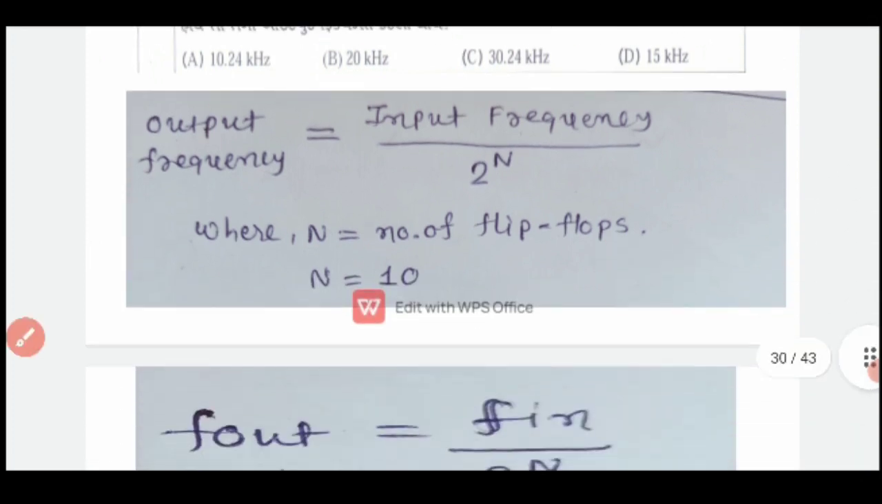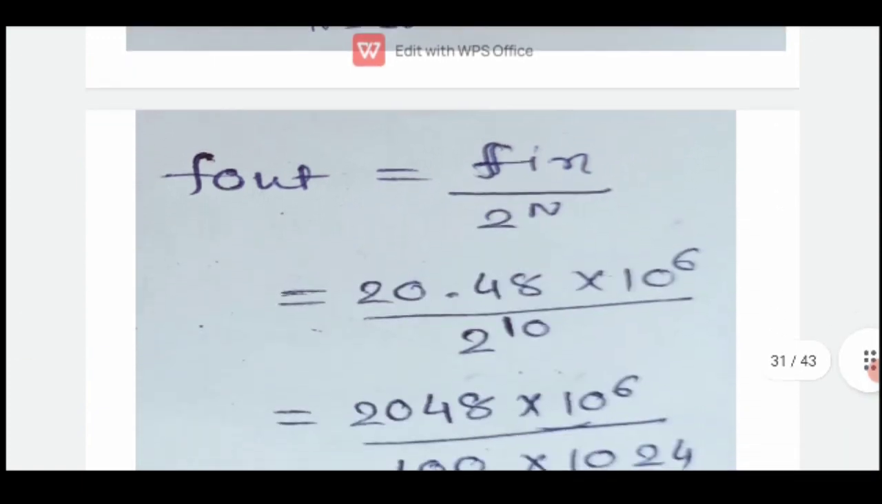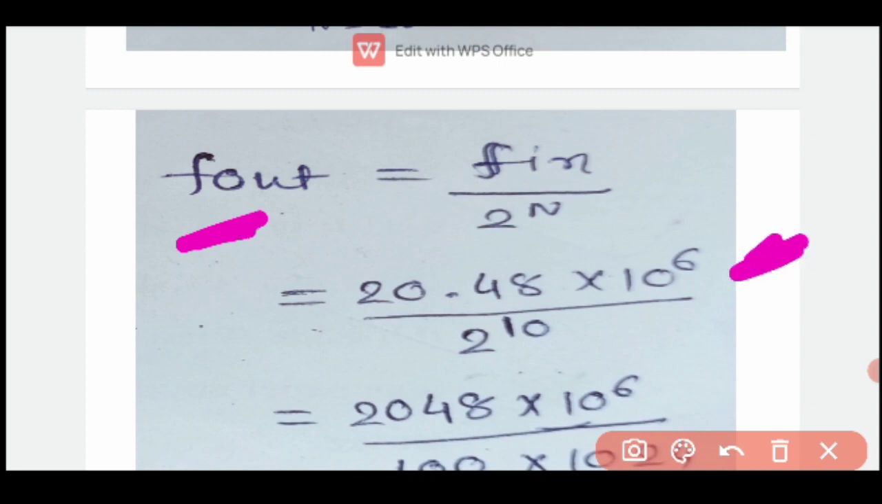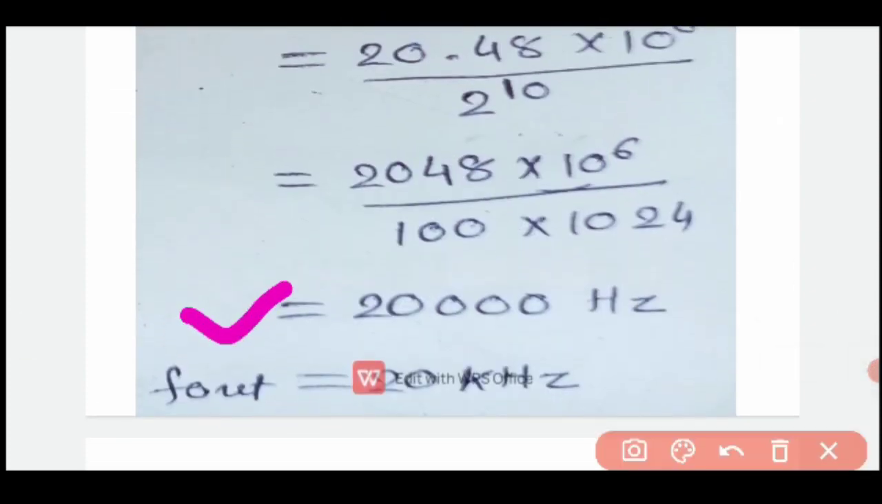The output frequency is given as input frequency divided by 2 raised to n, where n is the number of flip-flops. In this question we have 10 flip-flops, so n is 10. f out is equal to f in upon 2 raised to n. We have input frequency equal to 20.48 into 10 raised to 6 hertz, and 2 raised to 10. Then we get 20,000 hertz, which is equal to 20 kilohertz.